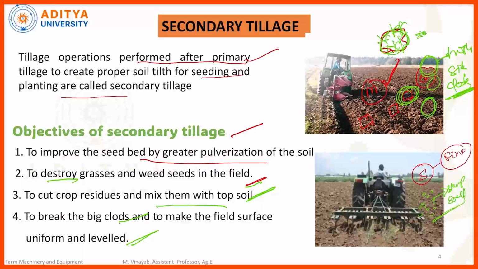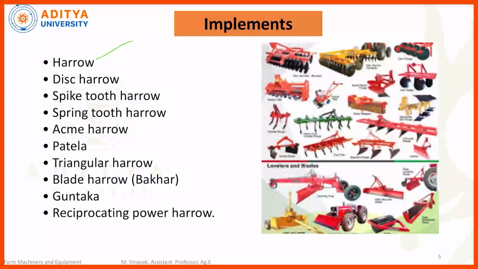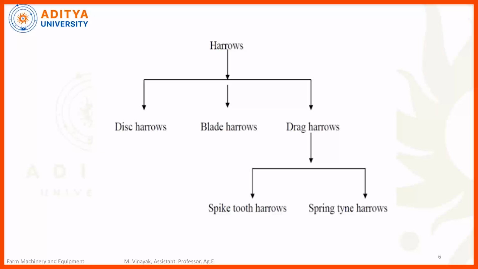Next, what are the implements involved in secondary tillage operations? Here we can see the harrows: disc harrow, spike tooth harrow, spring tooth harrow, Ashim harrow, patella, triangular harrow, blade harrow, guntaka, and reciprocating power harrow. These are the different types of secondary tillage implements involved in the process of ploughing. Again, the harrows can be classified into different sections: disc harrow, blade harrow, and drag harrow.